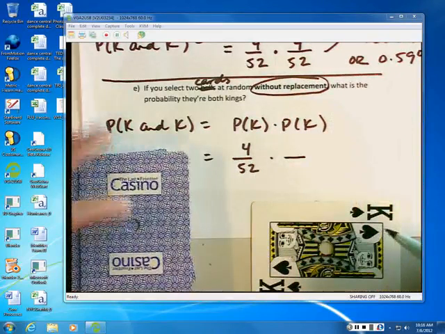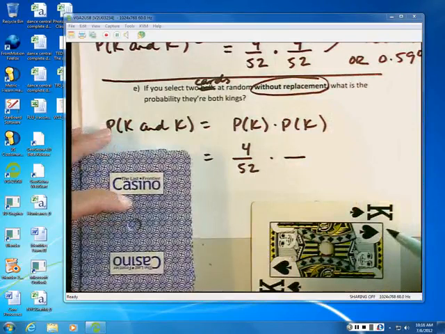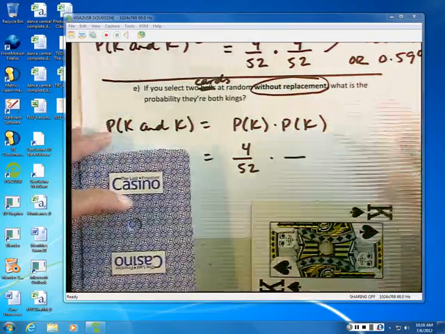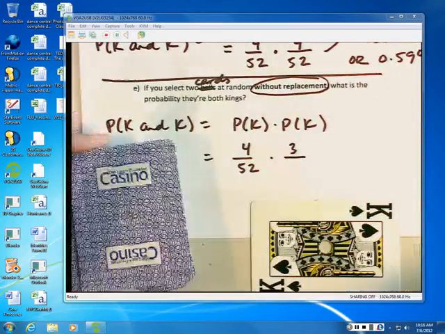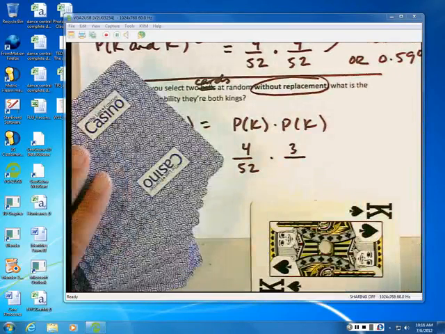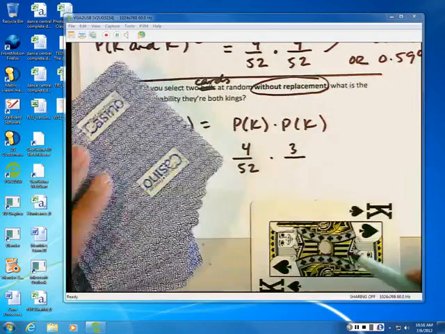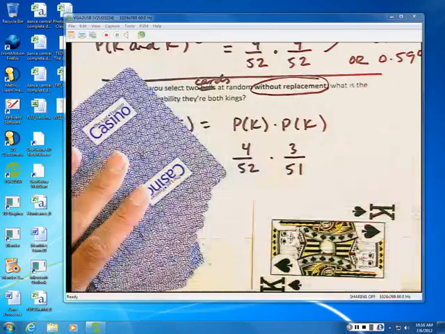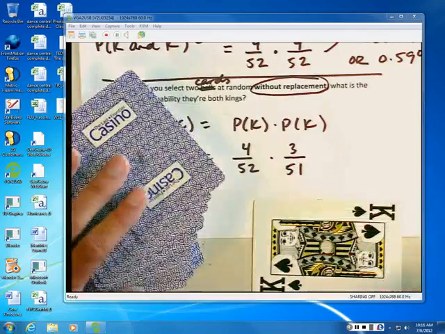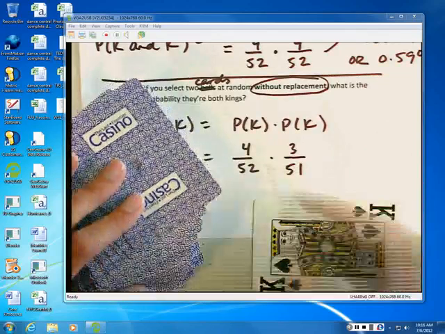How many kings are left in this deck? Okay, there were 4. I took out 1, so there's 3. How many cards are left in the deck? For the cards that are left in the deck, I took 1 out. It's over here, which means there are 51 cards left in the deck. So I end up with 4 out of 52 times 3 out of 51. I end up counting down.